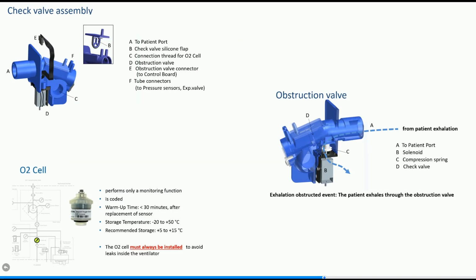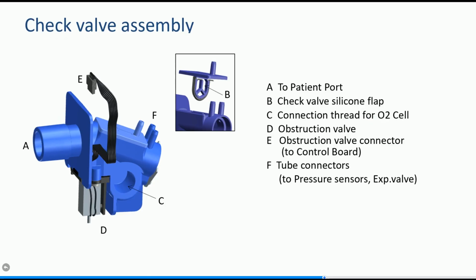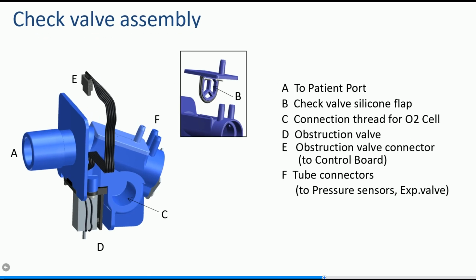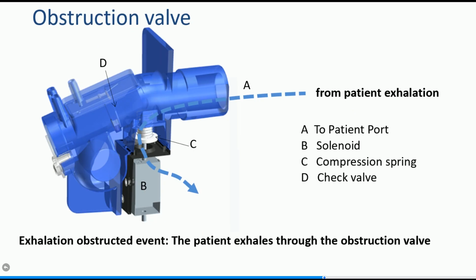Now we will look at each of the components of the check valve assembly. The outlet of the check valve assembly, also called the patient port, is connected to the patient breathing circuit. The check valve silicone flap ensures that the gas flows in the patient's direction only and not into the device. The O2 cell is mounted directly in the gas path. It also connects the tubes to measure the pressure and to provide pressure to the expiratory valve membrane. We will review this in more detail later. In case of obstructed exhalation, the obstruction valve will open to let the patient exhale through it.